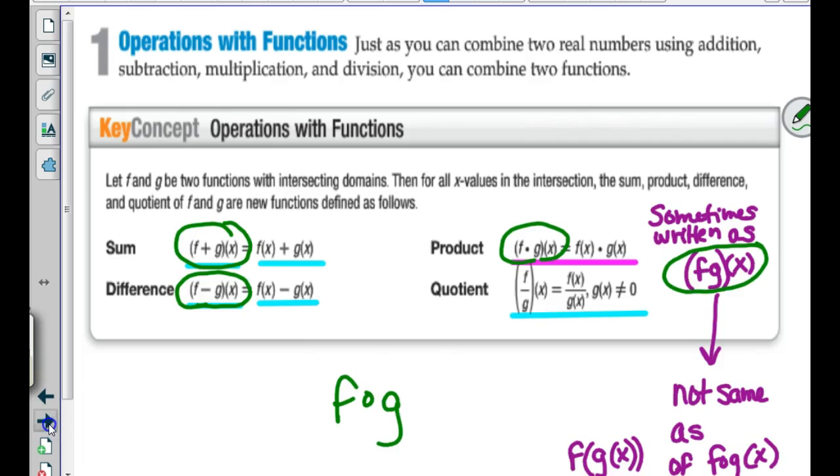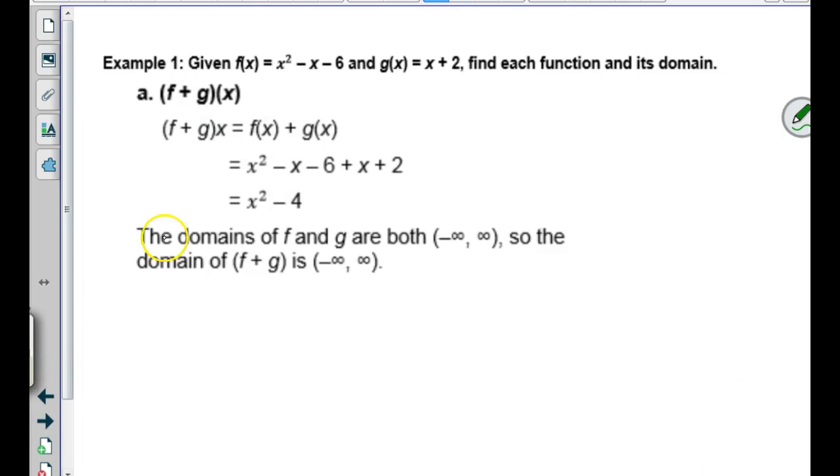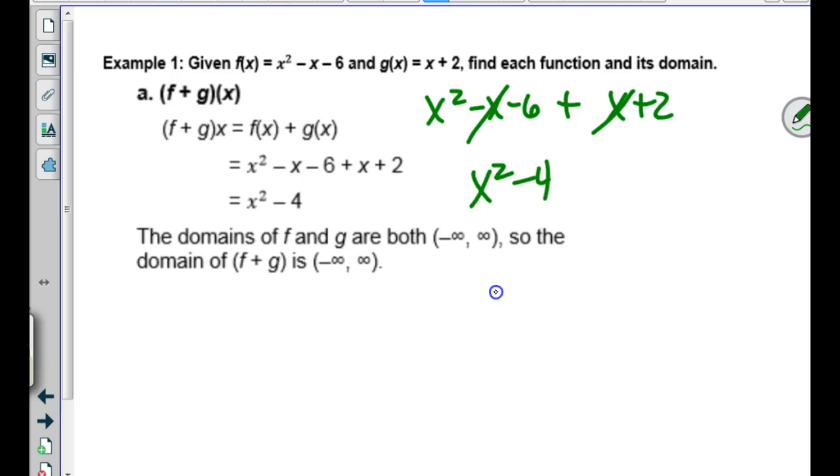All right, so I think we can do some examples here. This is done for you, but it says f plus g, so it had x squared minus x minus 6 plus the function g, which was x plus 2. You combine like terms and get x squared minus 4. The domain of everything, nothing had a denominator with an x in it, and nothing had a square root, so it's just all real numbers.